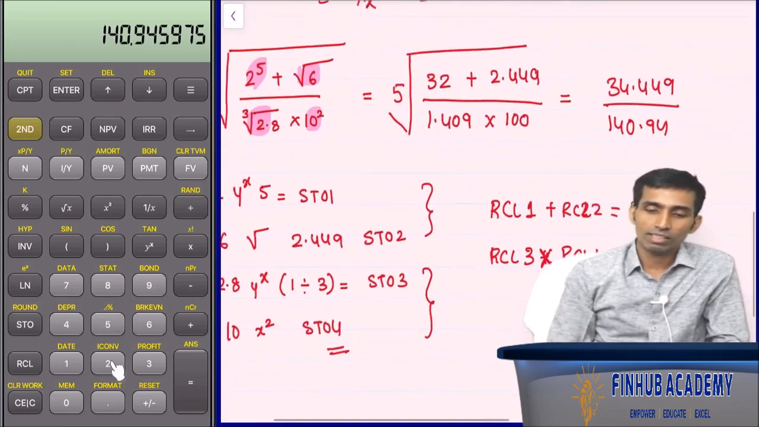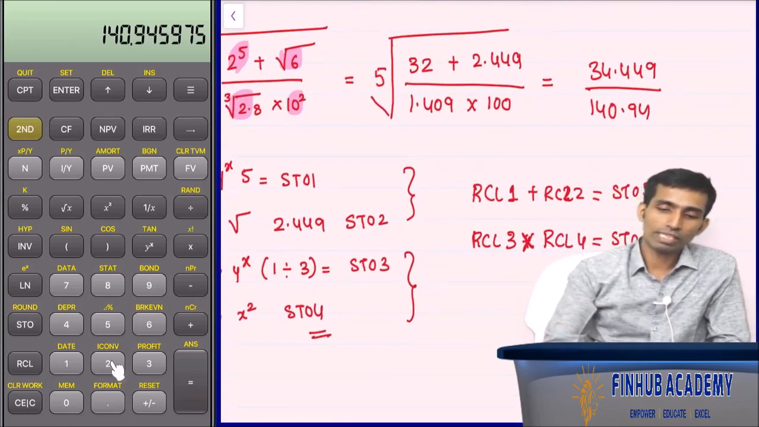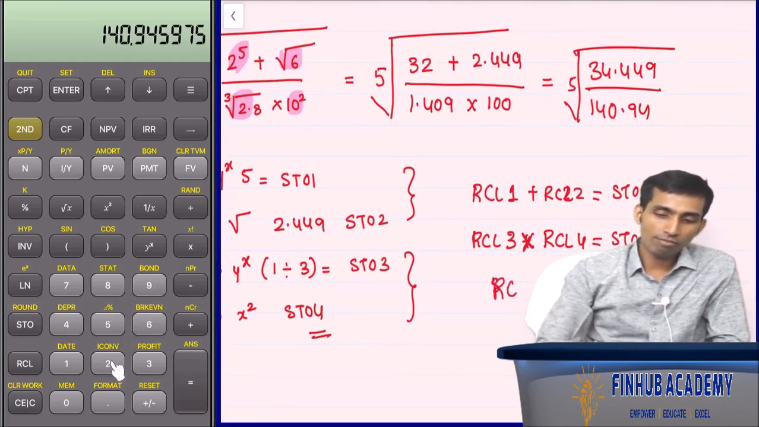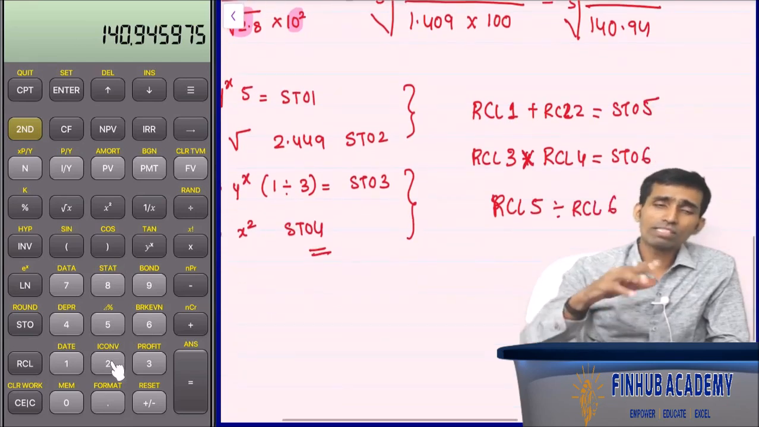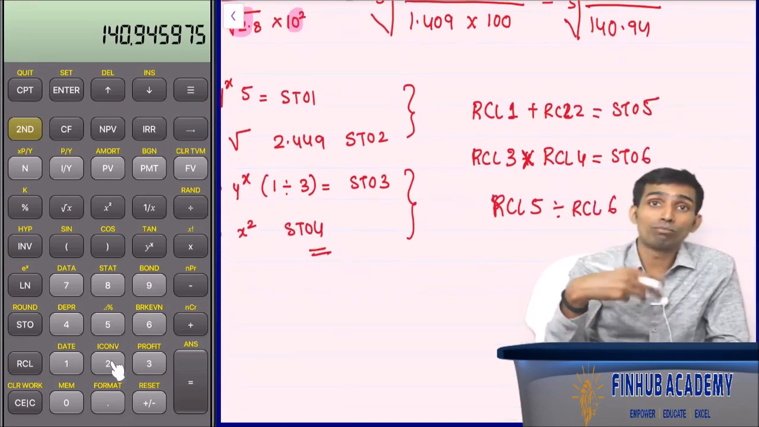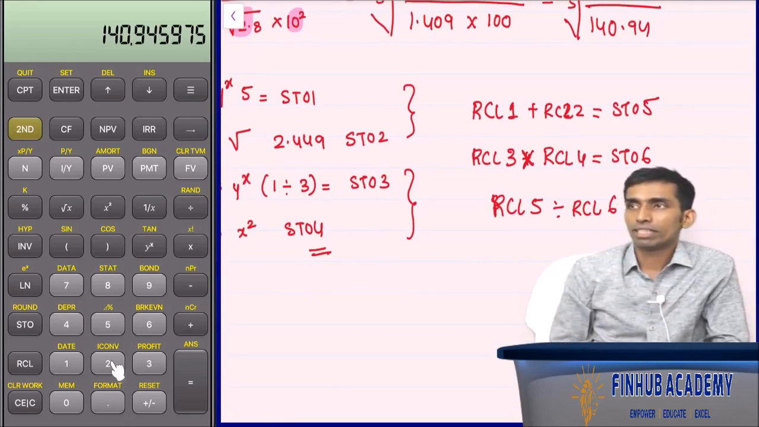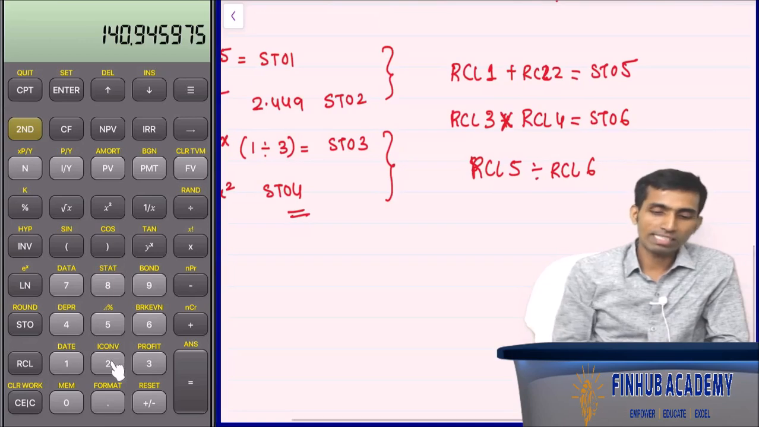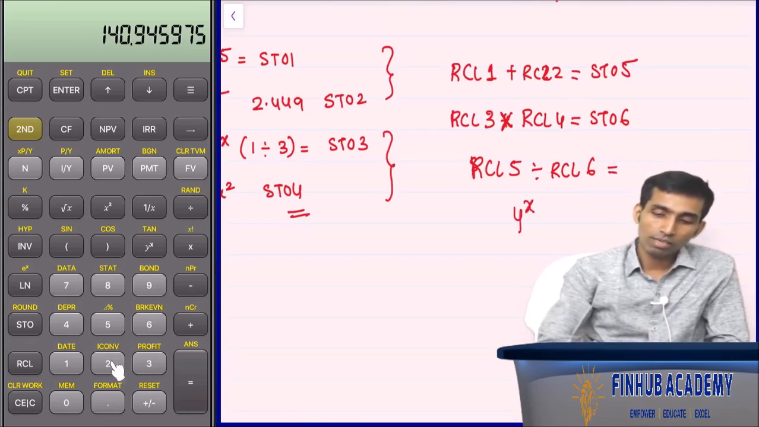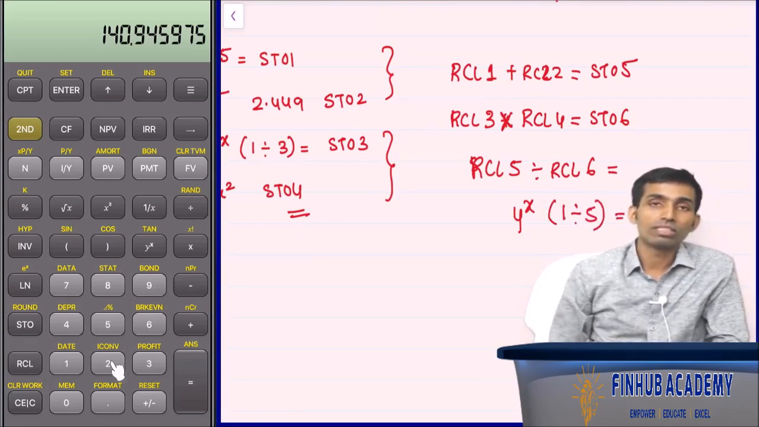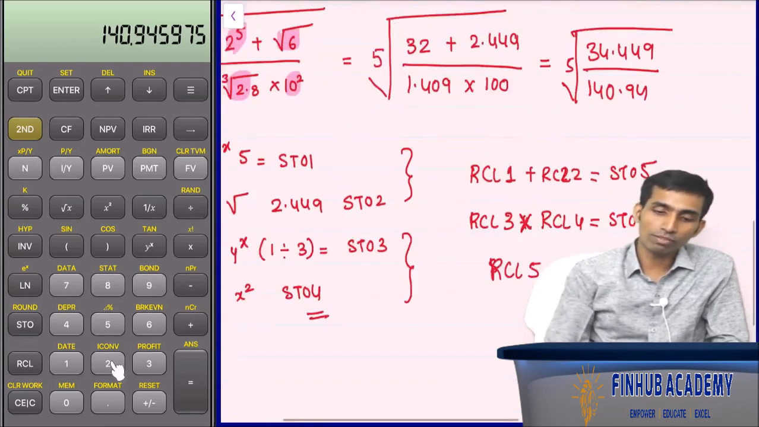Now I have to divide and take the fifth root, correct? So RCL5 divided by RCL6. In level 2, all these STO-RCL things will be of more importance, so right from now you should practice this. So RCL5 divided by RCL6 equals, then y raised to x, 1 divided by 5, bracket close, equals. This is what I will do because I have to take the fifth root of this.